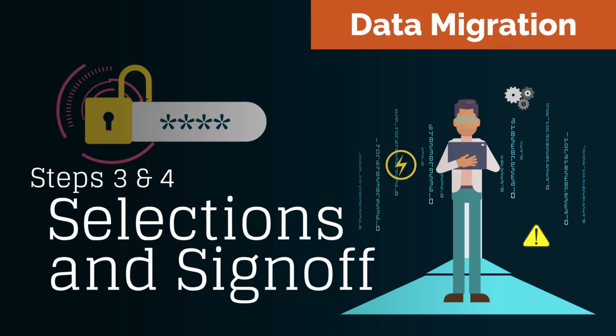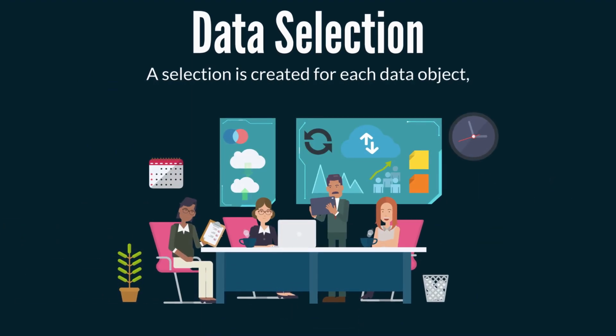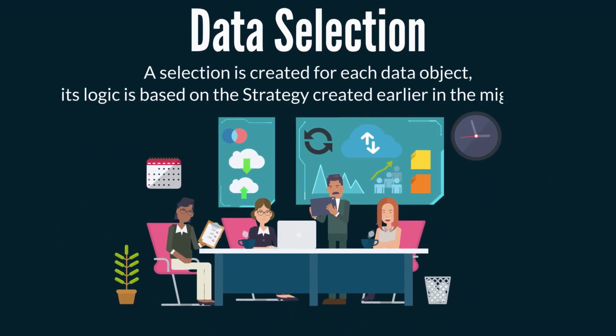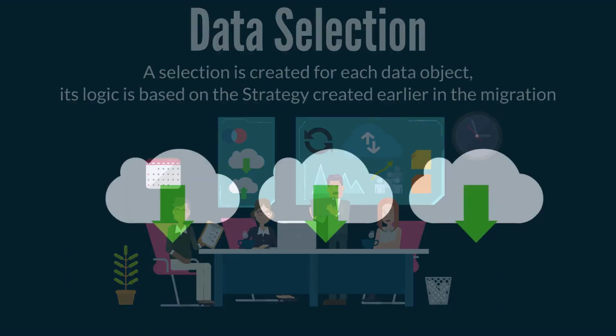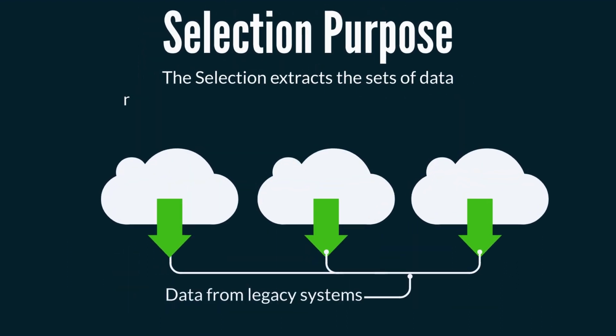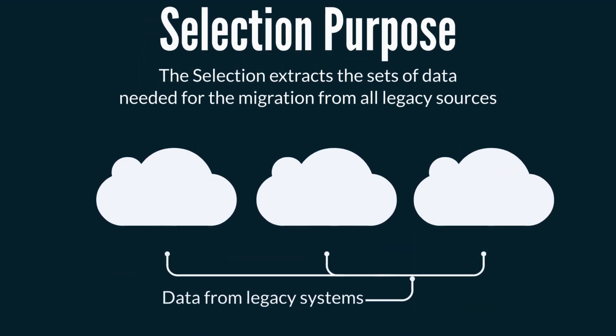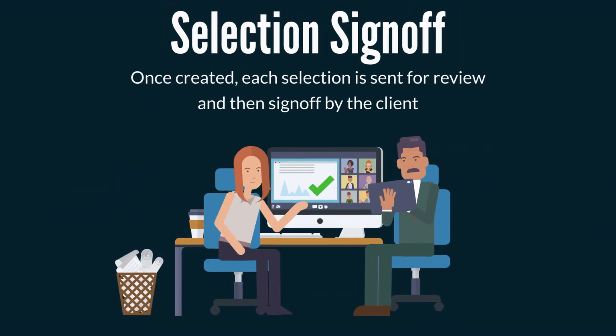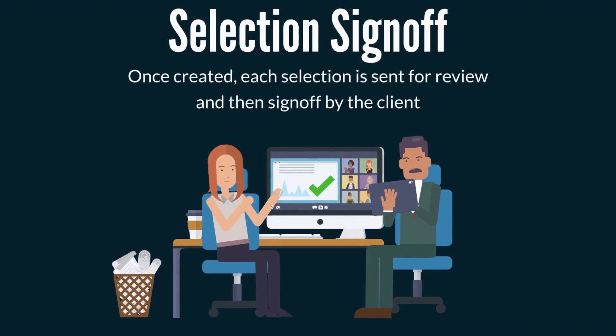Steps 3 and 4, selections and sign-off. A selection is created for each data object. Its logic is based on the strategy created earlier in the migration. The selection extracts the sets of data needed for the migration from all legacy sources. Once created, each selection is sent for review and then sign-off by the client.